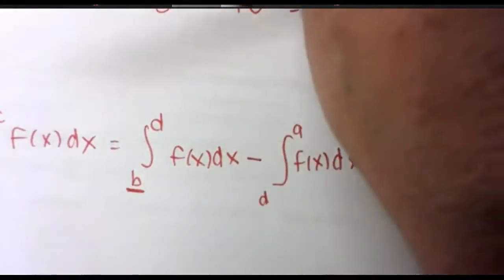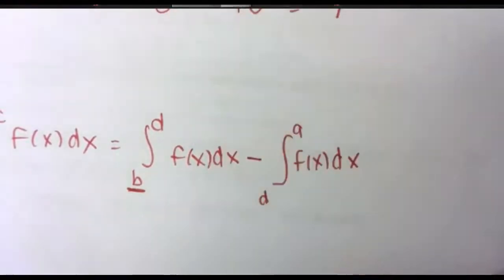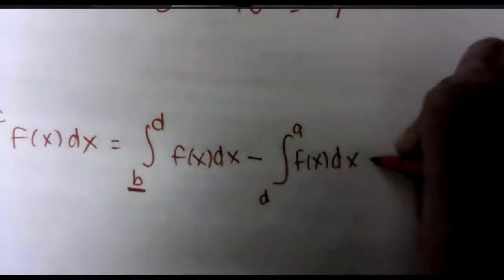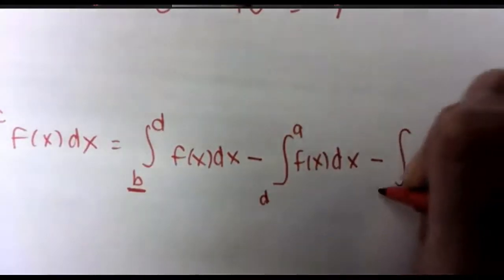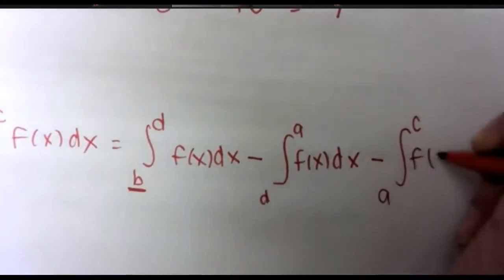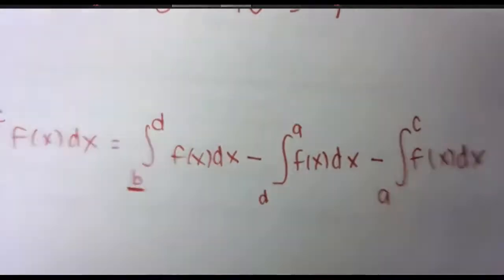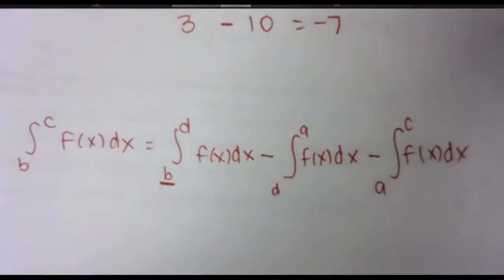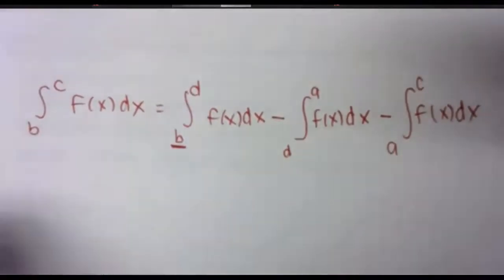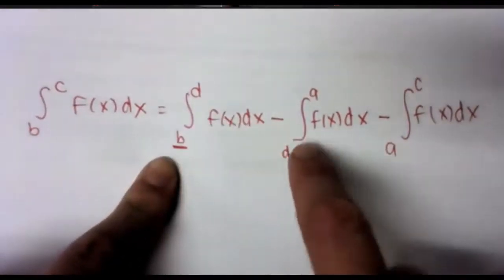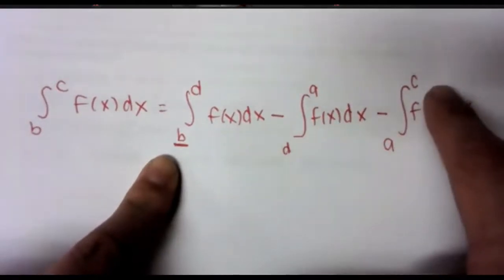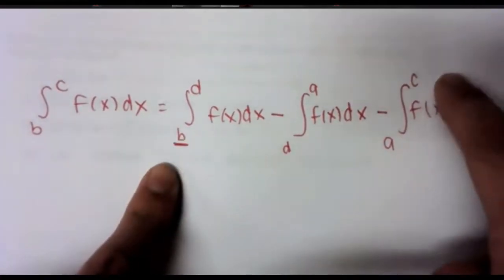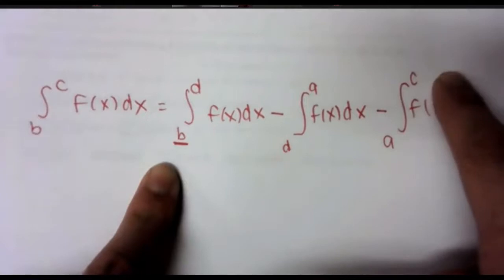So I'm going to use the very last one, which is C to A, and I'm going to take its negative, so it's A to C of f of x dx. So that all of my uppers and lowers match. So it's B to D, D to A, A to C. So I have B to C as my final answer.